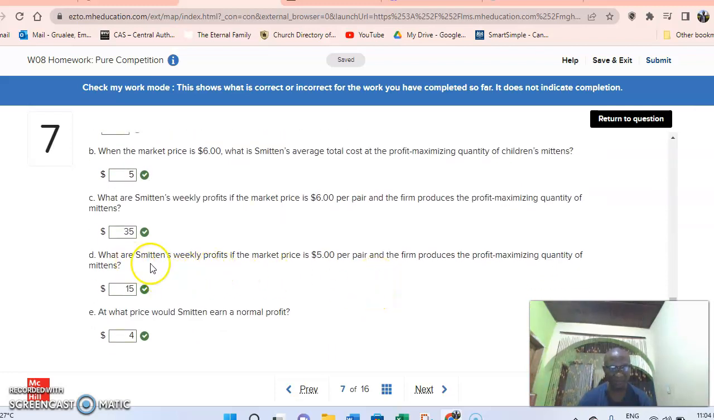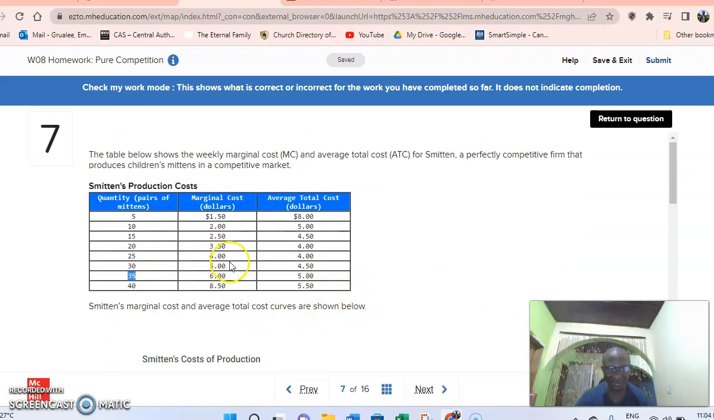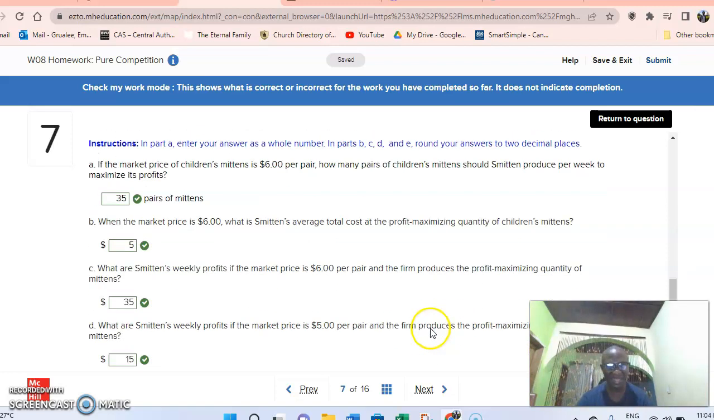So okay, this one. What is the weekly profit if the market price is $5? So they are asking for profit. Now you come back here to the $5 price. For $5, what will be your weekly profit? This is your cost to produce, $4.5, times the corresponding quantity, 30. So it's 135. And you are selling it for $5, 5 times 30, so 150 minus 135. So you will have $15 as your profit.